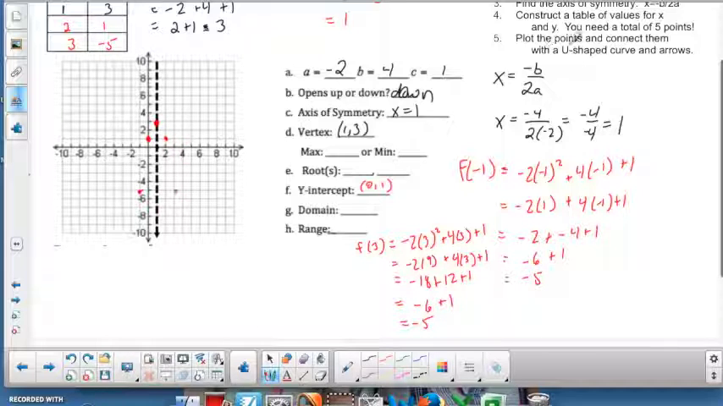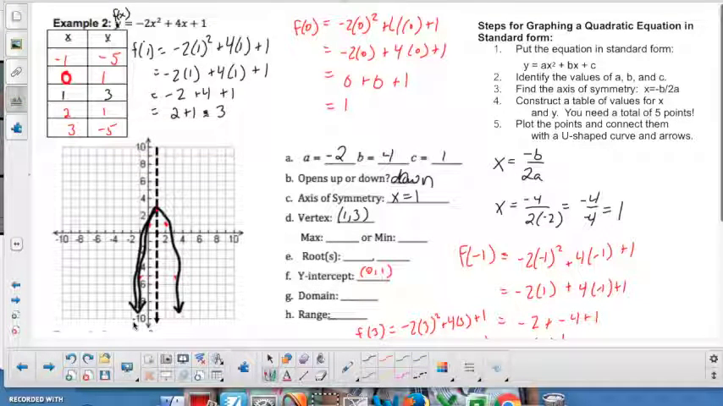So then the last step after we've plotted the points is connect them with our arrows. Bear with me because I'm bad at drawing this. Oh my goodness. Okay. So you get a nice pretty arrow there.